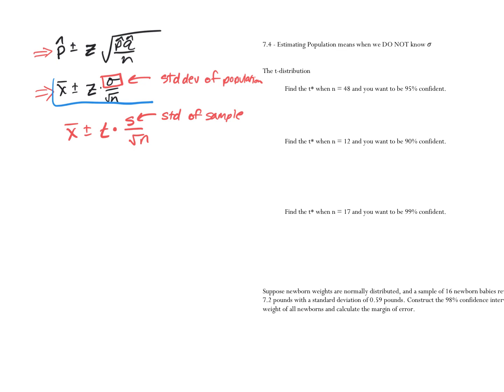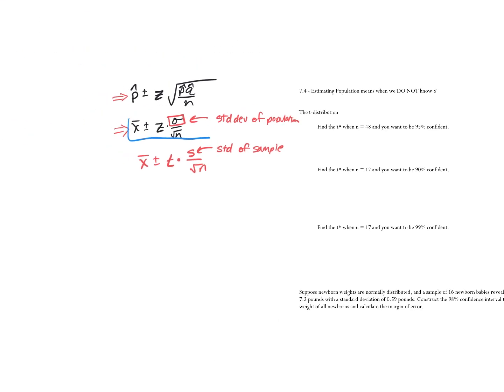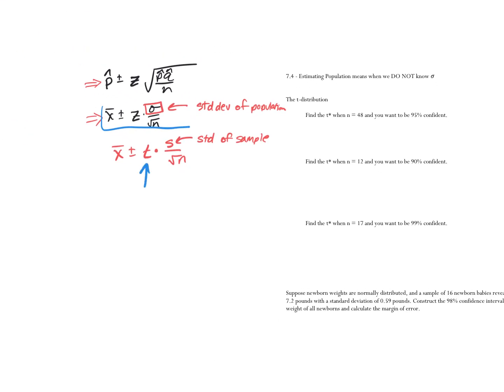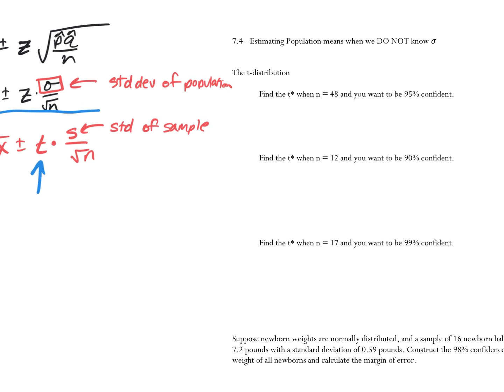Okay? All right. So to find this T, we can't use inverse norm because it's not normal anymore. It follows this T distribution, which is very, very close to the distribution of Z's. Okay? All right. So T distributions have a center of 0, just like Z distributions. But the standard deviation of the T distribution kind of changes based on the sample size, okay?